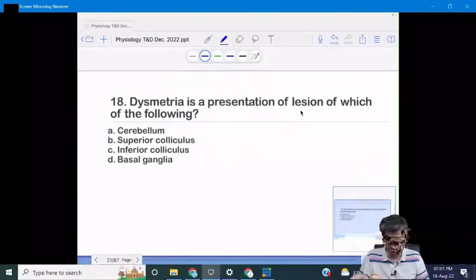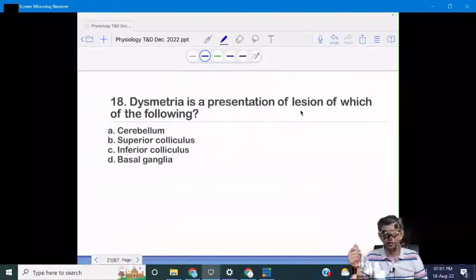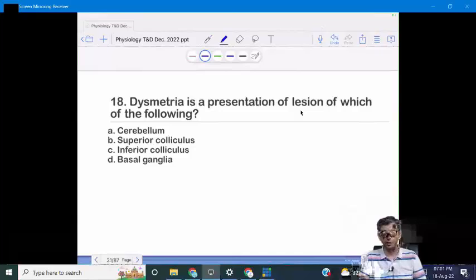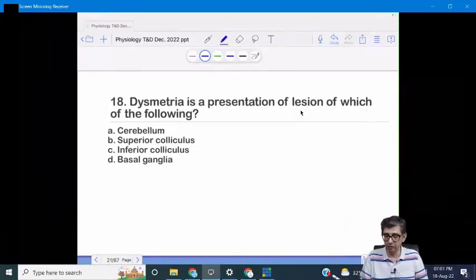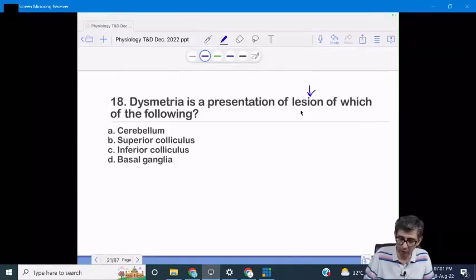Go to 18. Dysmetria is a presentation of lesion of which of the following areas. What does dysmetria mean? So dysmetria basically means inability to judge the distance between two points.